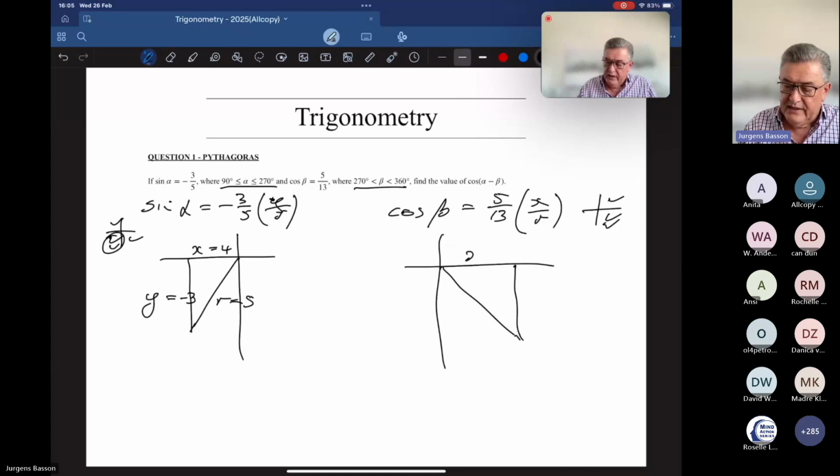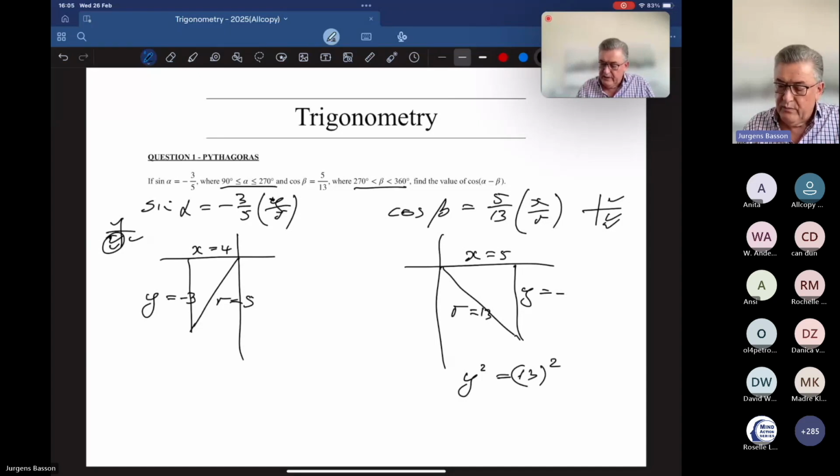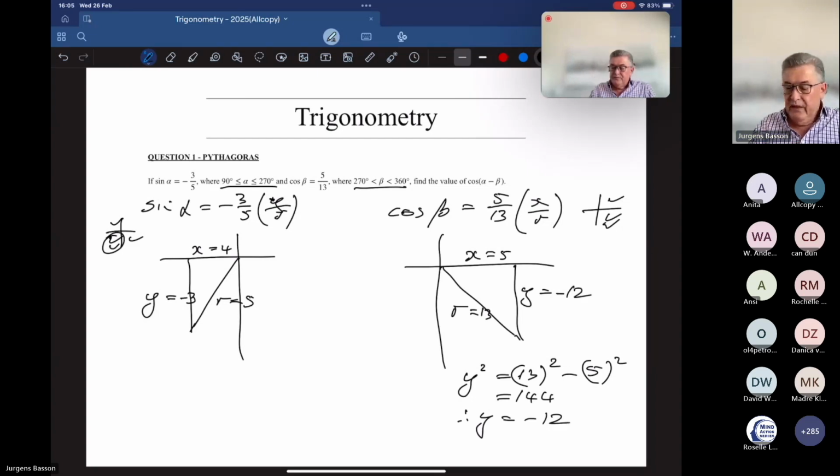My x is 5. Our r is 13. And then y will be negative. So we say y squared is 13 squared minus 5 squared. 169 minus 25, 144. So y then is -12. And there we have all the information needed.